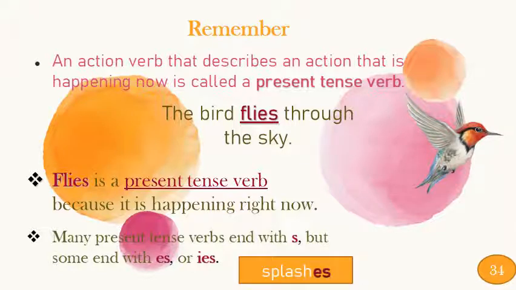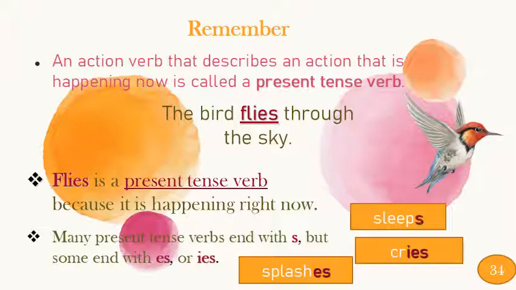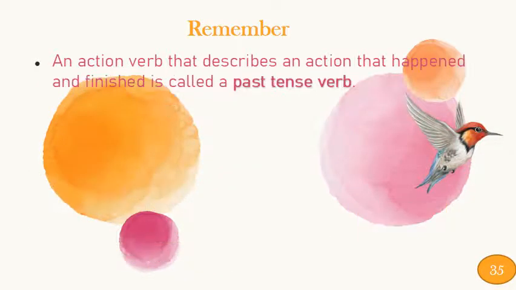Splashes, for example, takes es because the verb ends with sh. Sleep. Sleeps and cries. Okay, sleeps takes s only. The verb cry ends with y originally, and before the y we have r, which is a consonant letter. Since I have r before the y, then I have to cross out the y and add ies.